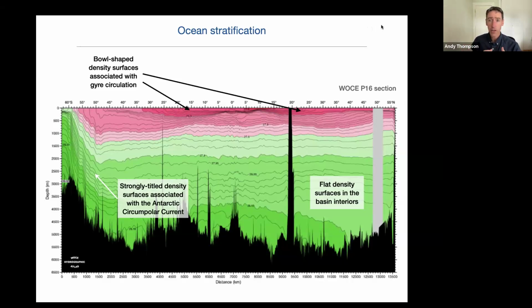And then the one region of the ocean where you get this big difference from these flat isopycnals is in the Southern Ocean, and that's associated with the Antarctic Circumpolar Current. You see that on the left, where you have these steeply tilted isopycnals, which provide a pathway for deep water to come up to the surface. So we're going to have this picture in our head.